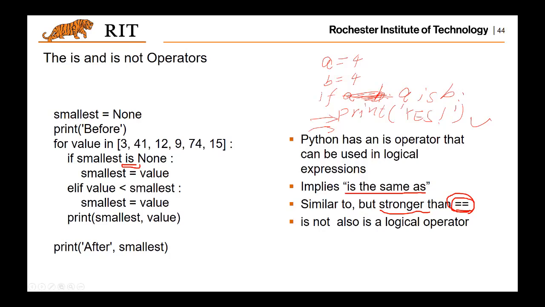Similarly, there's another operator called is not. It checks whether the two variables are the same one or not, not just checking the value. All right, that's the difference. So that's how you come up with the smallest numbers.